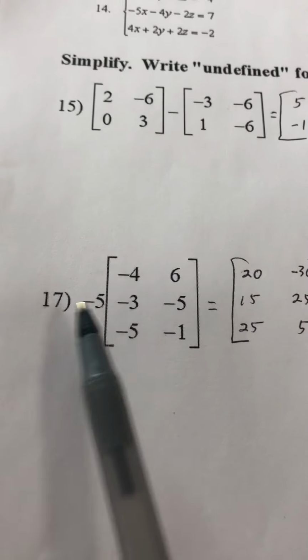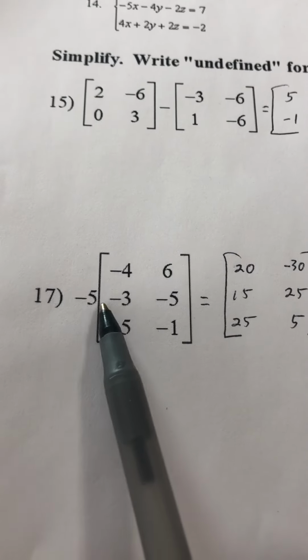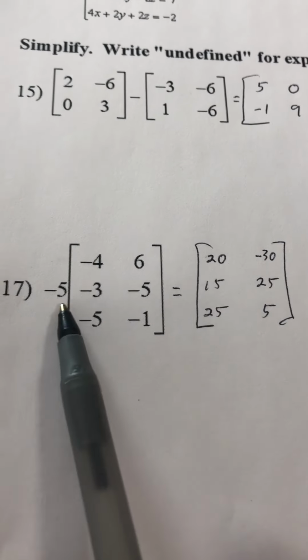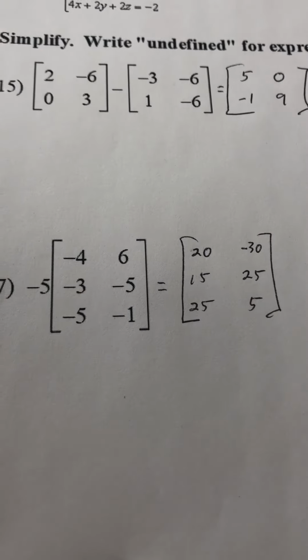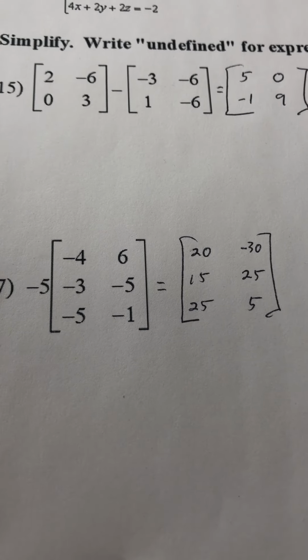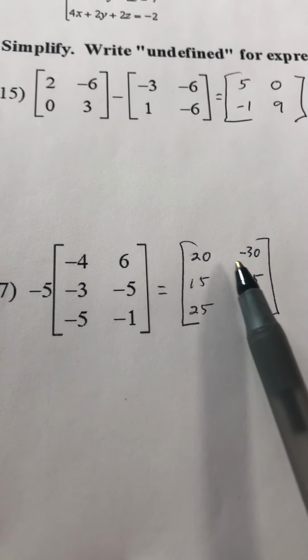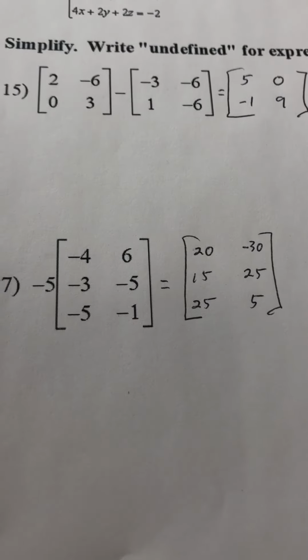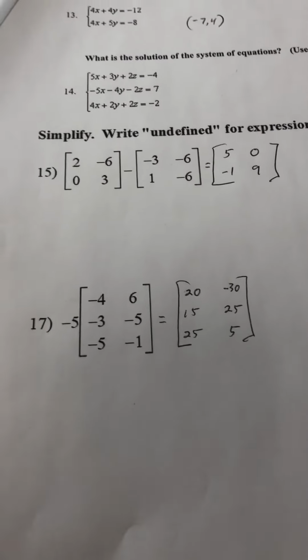Try 16. 17, I'm multiplying. Negative 5 times a negative 4 is 20, and so on. You could see all of those worked out there. The only one that ends up being negative is this one, because I have a negative times a positive gives me a negative. Okay, hopefully this all helped, and good luck with the rest.